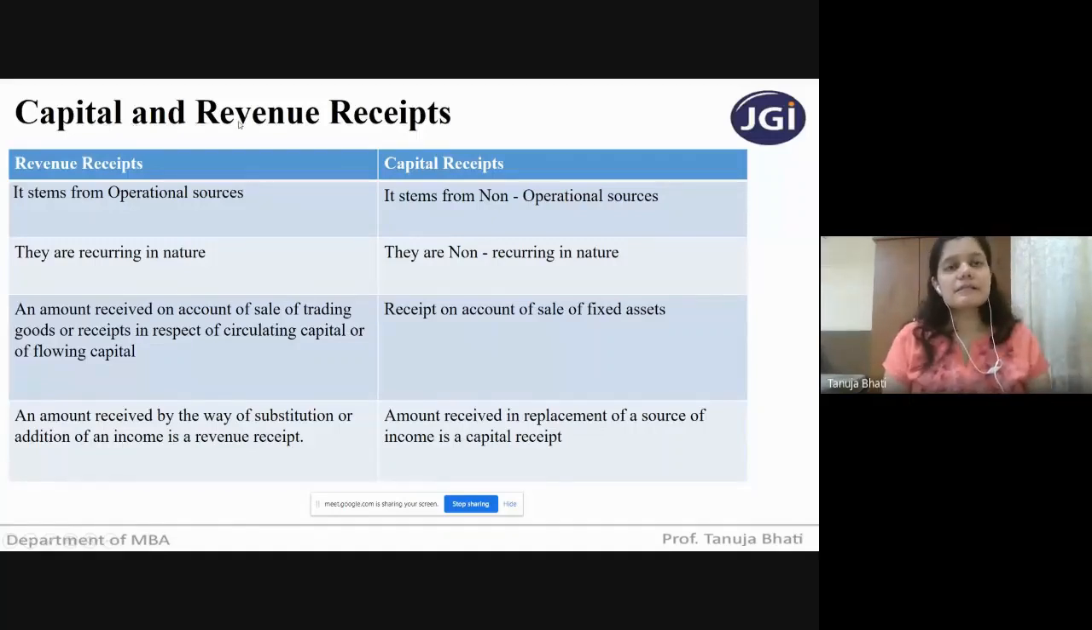And a revenue receipt is such a receipt that you will be receiving frequently. When I say frequently, it means again and again. Suppose my business is to sell cell phones. I am dealing in selling. I have a showroom of mobile phones, and I'm selling cell phones. I'm not going to sell only one cell phone in a year, right?